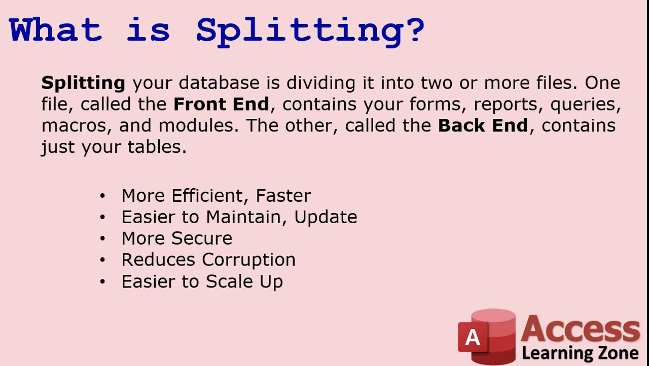So what exactly is splitting your database? Well, splitting your database is dividing it into 2 or more files. One file called the front end contains your forms, reports, queries, macros, and modules. The other, called the back end, contains just your tables. Splitting your database can make it more efficient. It'll run faster. It's easier to maintain and update. It's more secure. It reduces corruption, and it's easier to scale it up later.